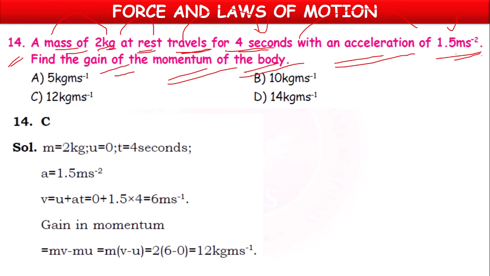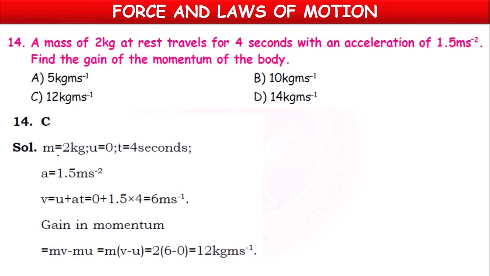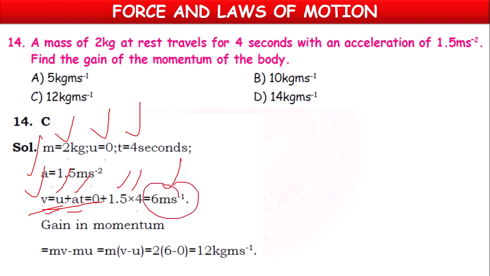Before the movement, it is at rest. So initial momentum will be 0. But after 4 seconds, after moving with some acceleration, it will gain some momentum. That momentum we have to find out. So mass 2 kg, initial velocity 0, time 4 seconds, acceleration 1.5 meter per second square. Then we have formula for final velocity, v equal to u plus at, 0 plus 1.5 into 4, 6 meter per second. This is the final velocity.